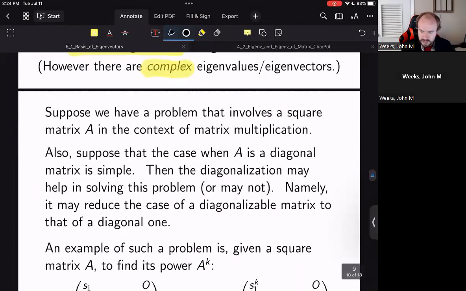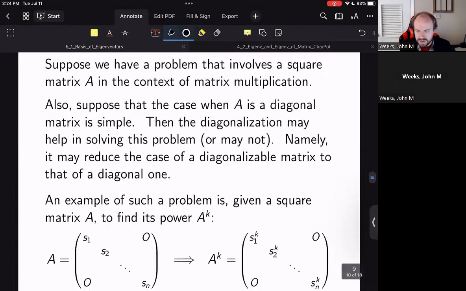total. So let's say that we have a problem that involves a square matrix A in the context of matrix multiplication. Well, let's say, for example, we want to go through and do multiplication with diagonal matrices. The operations with diagonal matrices can look pretty nice. For example, let's say I wanted to go through and multiply these two diagonal matrices together, 2, 0, 0, 3 and 4, 0, 0, 5. Well, how would I multiply these together?